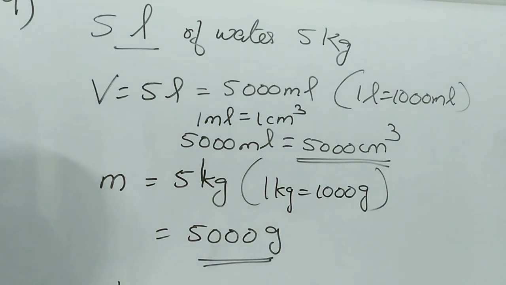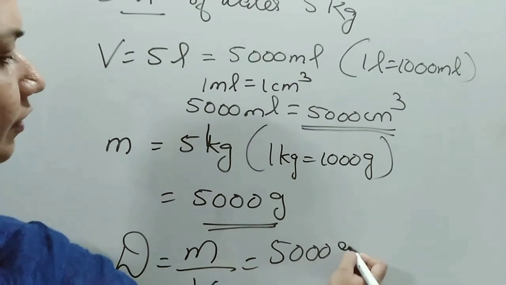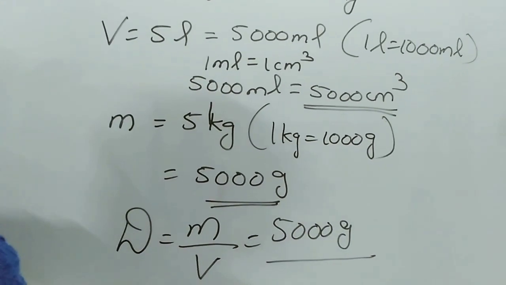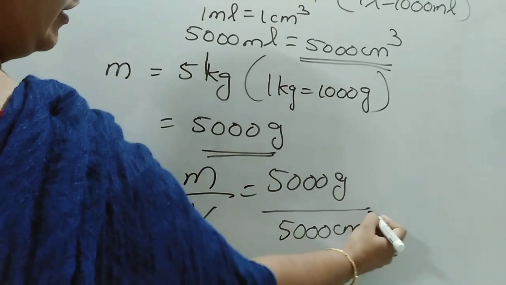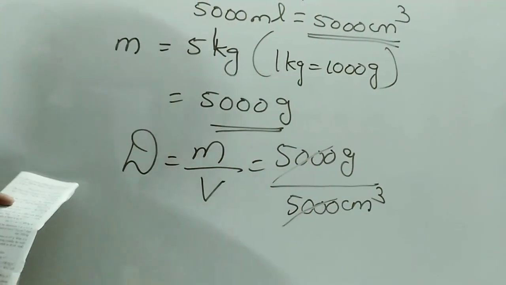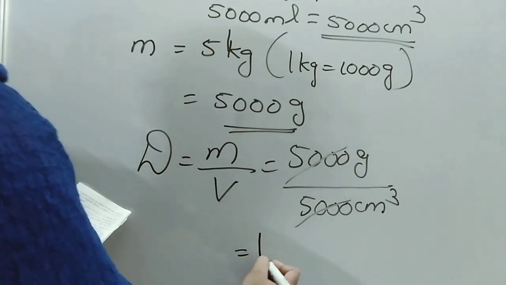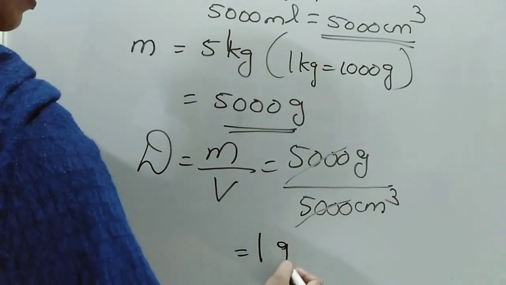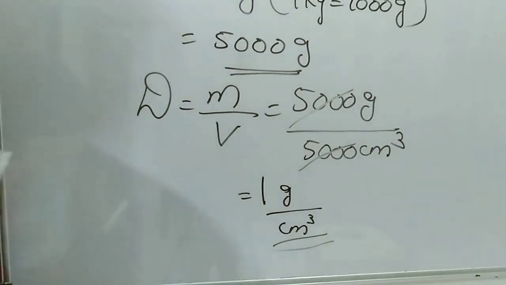Now we have to find the density. Density is equal to mass by volume. Mass is 5000 gram divided by volume is 5000 centimeter cube. Here we can cancel both 5000 and 5000. When both numerator and denominator get cancelled, we will get 1. So 1 gram per centimeter cube is the answer.